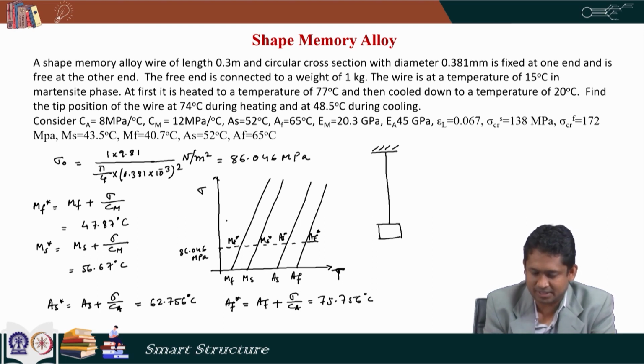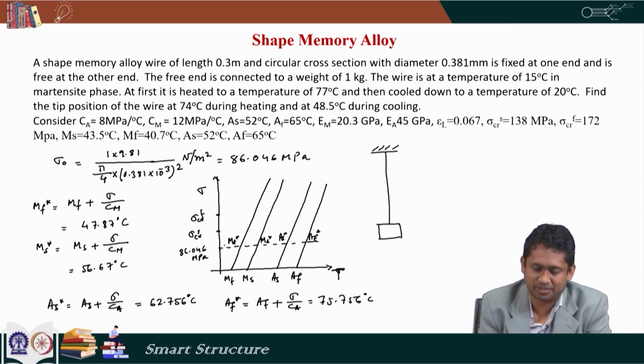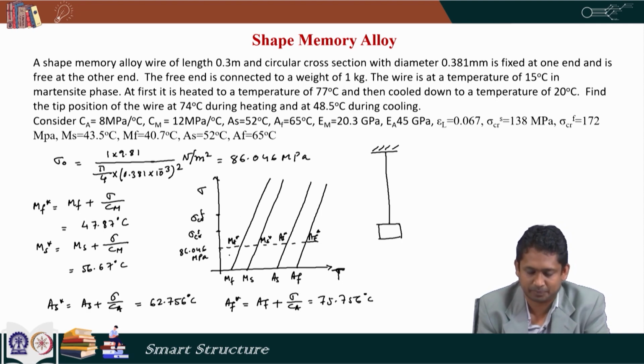So, sigma CRS may be somewhere here and sigma CRF may be somewhere here. So, sigma CRS and sigma CRF. So, it is in the twin zone. The stress is less than sigma CRS and the temperature is less than Mf or Mf star. So, the material is in martensite condition.